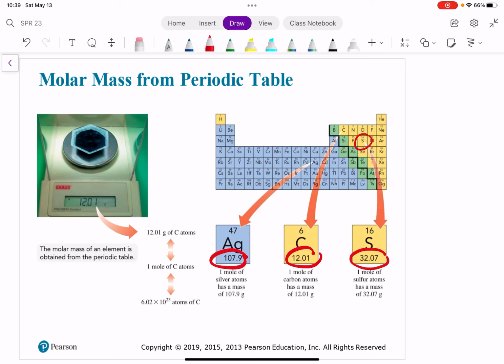And this is just another tool that we can use in chemistry to quantify what we have in lab. So say we have measured out 12.01 grams of carbon atoms. We can use conversion factors to convert to moles of carbon atoms. And then we can use another conversion factor to get to atoms if we wanted to, okay? And vice versa. You can go the other way as well.